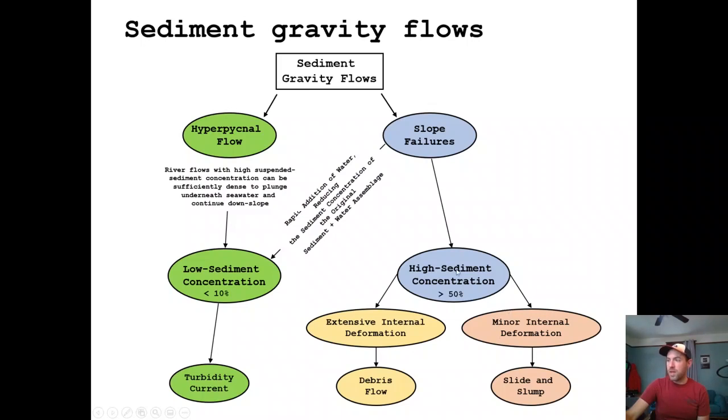Okay, slope failures can also lead to high concentration flows, and we can classify these in a couple of different ways. If they have extensive internal deformation, if the sediment inside that flow is deforming by shear, then you end up calling it a debris flow. If it doesn't have that much deformation and moves just as one cohesive block, we would call that a slide or a slump. Okay, and we're going to primarily concentrate on turbidity currents and debris flows, but we'll touch a little bit on some slide and slump dynamics as we go through this lecture too.